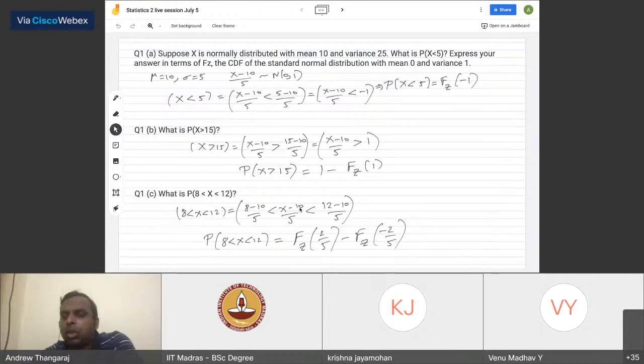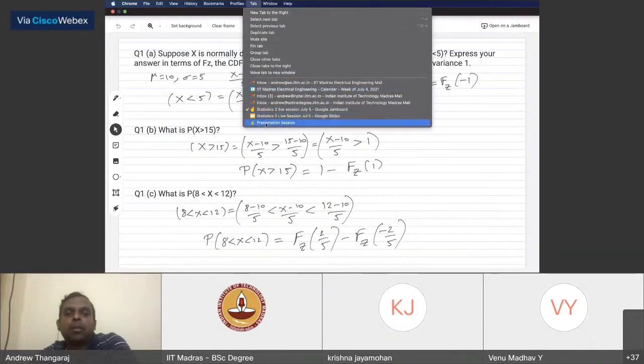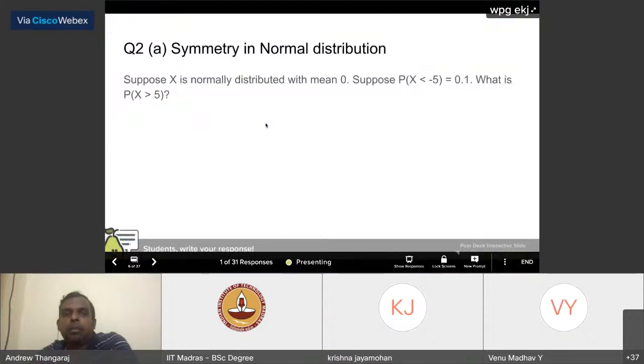And once you do this, the poll code is just a little bit above. It's there on the top right. Can somebody put the poll code for Aniket's benefit, please? So FC of 2 by 5 minus FC of minus 2 by 5 is the correct answer. Okay, so now we move on to the next question.